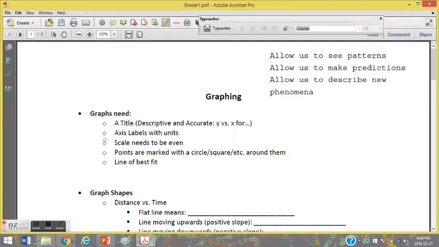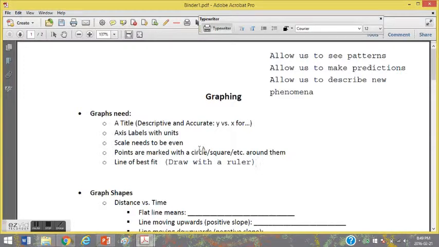It's not like a bar graph where you just put down whatever you've got for your x-axis. Okay, both x and y need to be even. The points need to then be marked with a circle or a square around them, and we need to have some kind of a line of best fit that we draw in. That's going to be drawn with a ruler. Okay, you can add this.